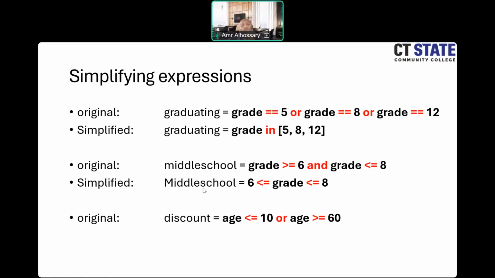And the other way around, now, I want to give a discount for young kids and seniors. So discount is only available when age is less than or equal to 10 or greater than or equal to 60. So this is one operator, second operator, third operator. We can simplify this operation into discount equals not age is greater than 10 or less than 60.